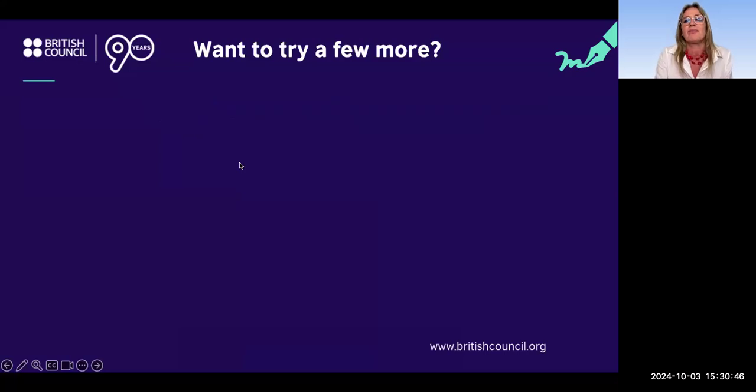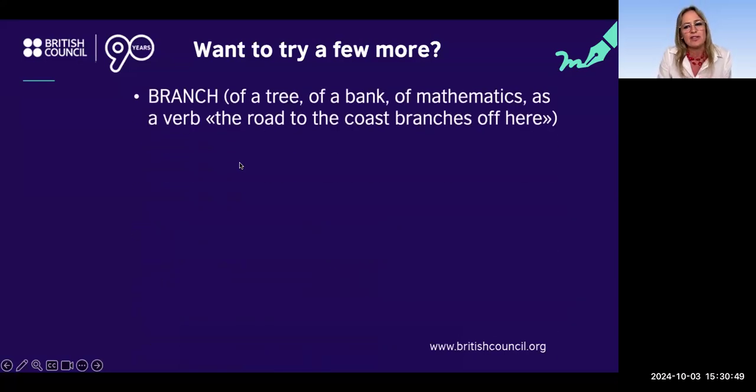Another one for you. And here we have branch. So it can be the physical branch of a tree, the branch of a bank, a branch of maths, or even as a verb. So I wrote an example here: the road to the coast branches off here. And I see some answers coming in.